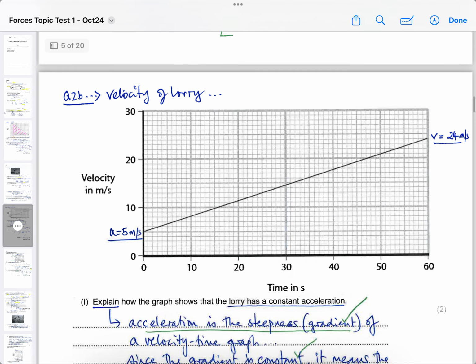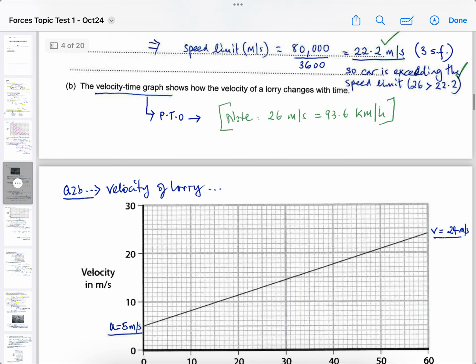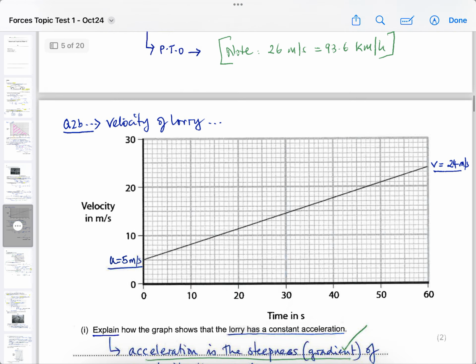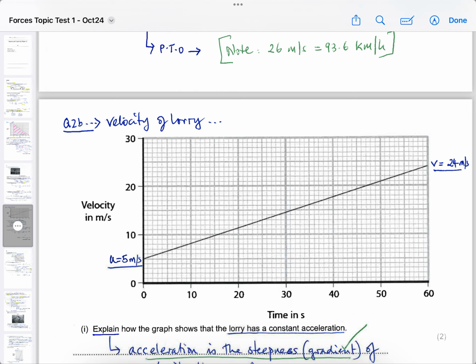Now this is the velocity of a lorry. Part B says the velocity-time graph shows how the velocity of a lorry changes with time. So it goes from an initial speed of 5 meters per second, which I've drawn on the y-axis, to a velocity of 24 meters per second, reading off the scales they've given us.